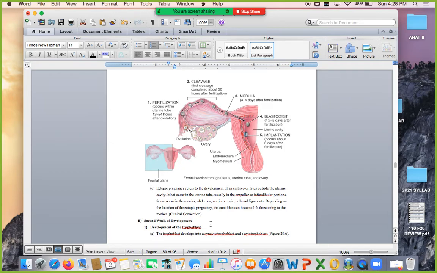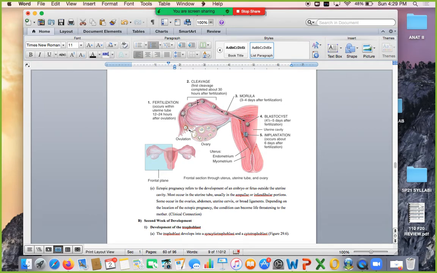So this is basically everything that occurs in the first week after fertilization. So the ovulation event occurs. Here's the ovary. Mind you, the fertilization event is going to occur in the uterine tube. That means the sperm are going to have already swum all the way up through the vagina, through the external and internal areas of the cervix, through the uterus, into the fallopian tubes. Again, fertilization is going to occur here about 12 hours after the ovulation event.